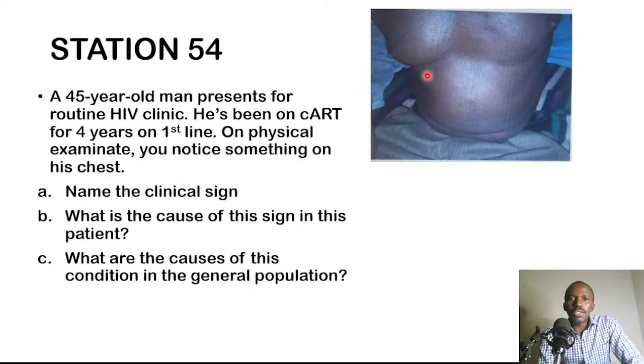Here's station 54. A 45-year-old man presents for routine HIV clinic. He is on combined antiretroviral therapy for 4 years on first line. On physical examination, you notice something on his chest. Name the clinical sign. What is the cause of the clinical sign in this patient? What are the causes of the condition in the general population?